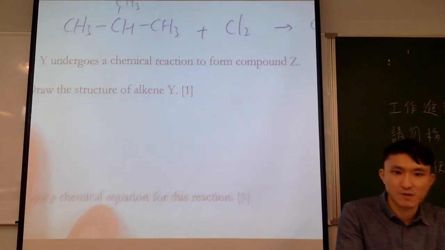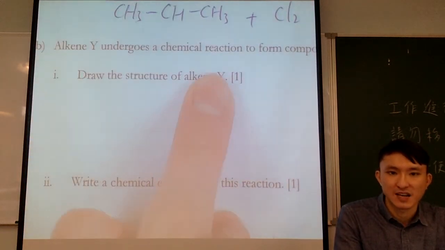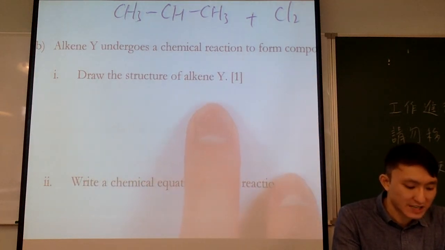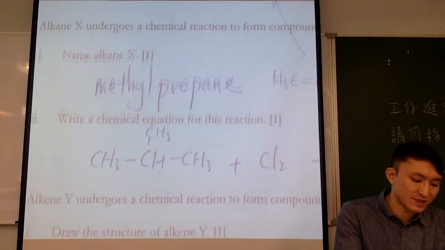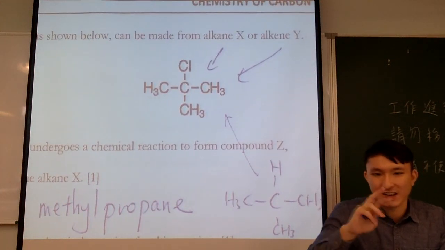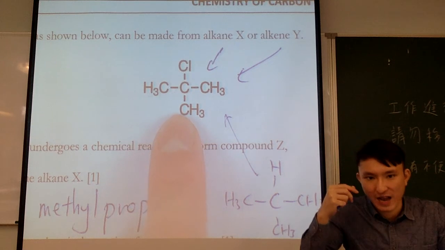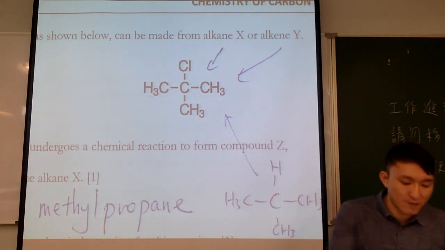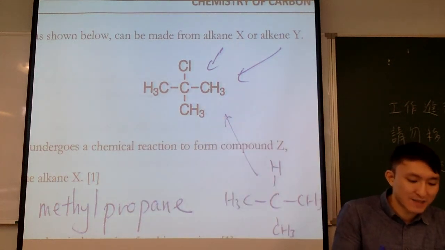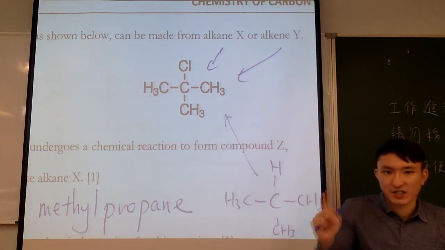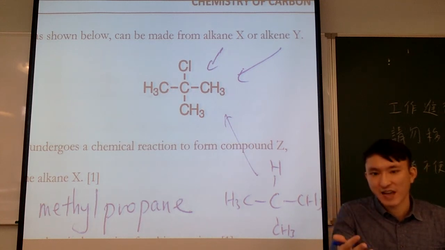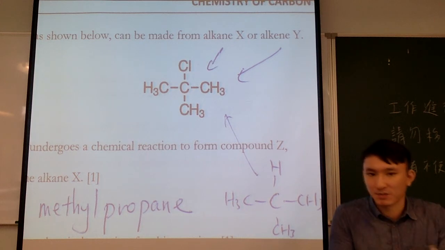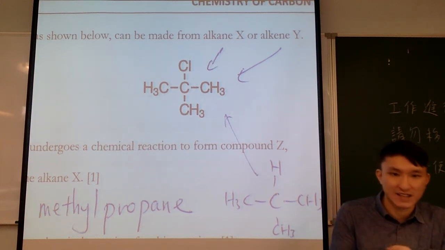All right, then we move on to alkene. Alkene undergoes a chemical reaction to form compound Z. Again, draw the structure of alkene Y. So just think about it in another way around. Now we know the product, then we have to figure out the corresponding alkene that forms from this compound Z. Now think about it, alkene should undergo addition reaction, right? And for addition reaction, we open up the double bond and then we plug in all the atoms or groups of atoms from the reactant, okay?